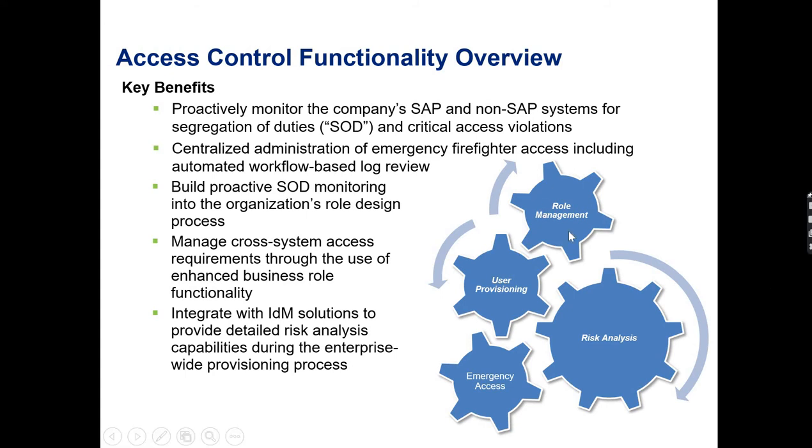So the meaning here is we can check the role. Second thing, in user provisioning, if we are creating a new user or modifying an existing user, before adding any new role or before creating a user, we can find if it is a SOD or not, with the help of risk analysis. In emergency access also we can find if the firefighter user ran any SOD transaction or not. So that is the meaning, all the four modules are integrated with each other, right?